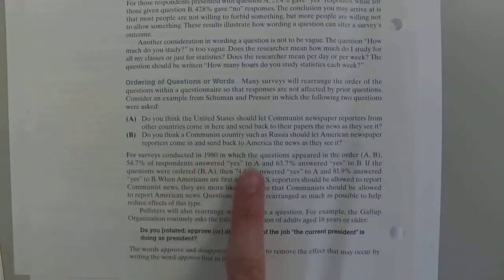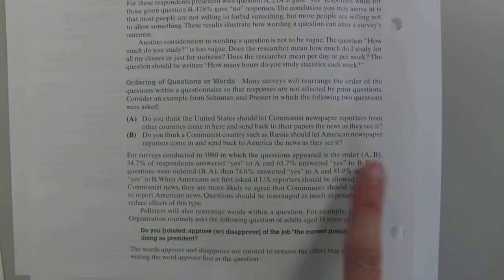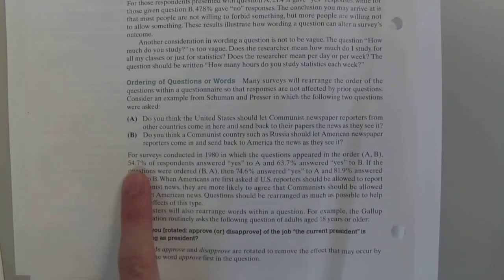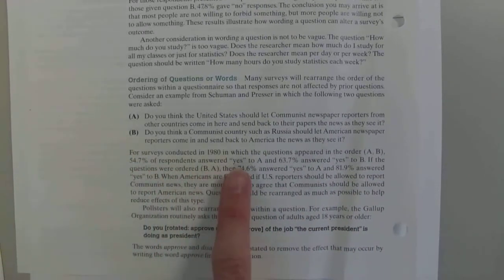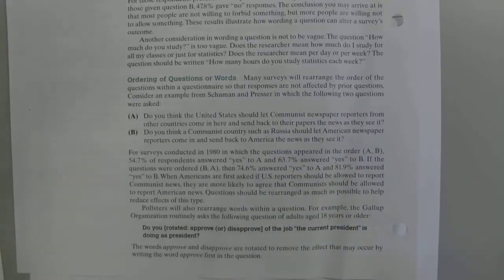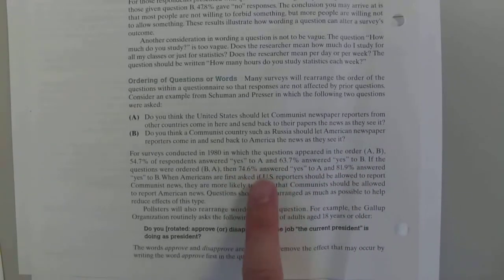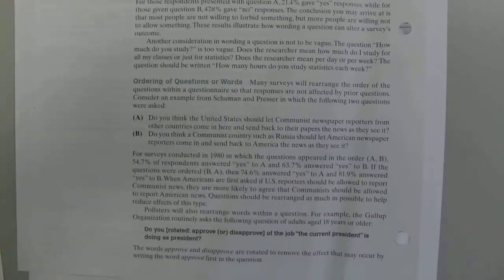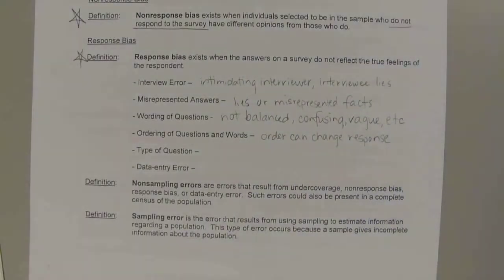For surveys conducted in 1980 in which the question appeared in the order A and then B, 54.7% of respondents answered yes to A, and 63.7% answered yes to B. If the questions were reordered, the number goes up quite a bit. And again, it's like if we're getting permission to do it, we should let them do it. But if you say no in the first part, you're more likely to say no in the second part. Okay? Thank you for letting me use that.